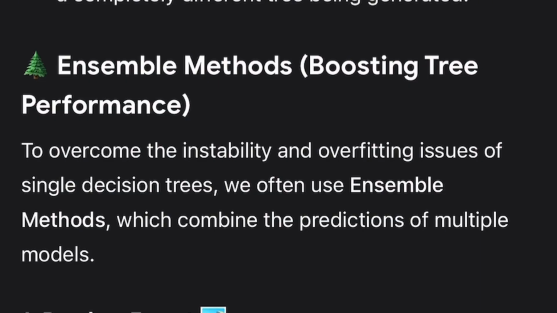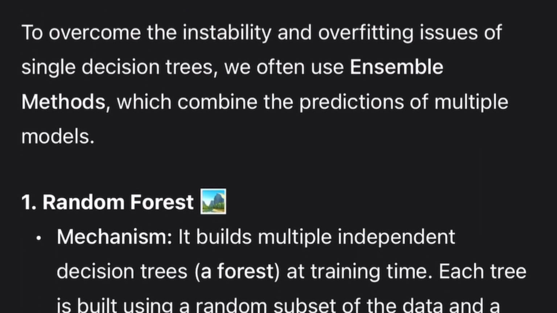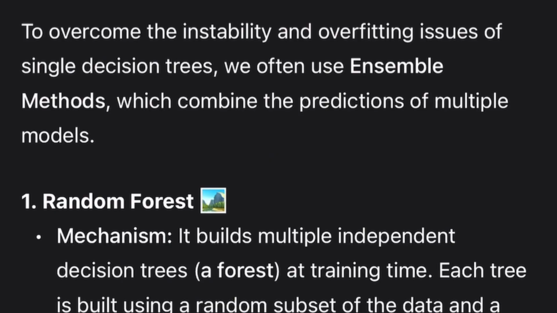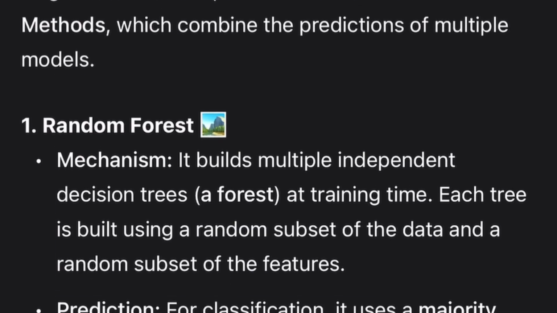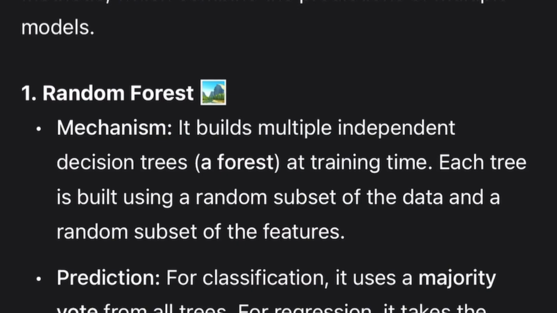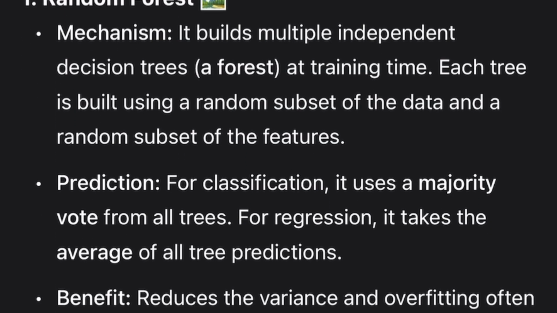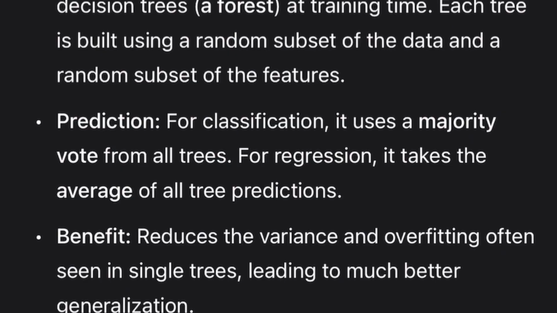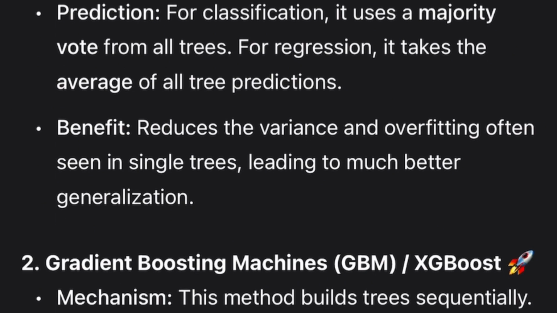Ensemble methods: boosting tree performance. To overcome the instability and overfitting issues of single decision trees, we often use ensemble methods, which combine the predictions of multiple models. 1. Random forest. Mechanism. It builds multiple independent decision trees, a forest, at training time. Each tree is built using a random subset of the data and a random subset of the features. Prediction. For classification, it uses a majority vote from all trees. For regression, it takes the average of all tree predictions. Benefit. Reduces the variance and overfitting often seen in single trees, leading to much better generalization.